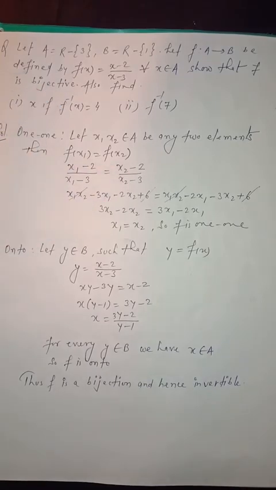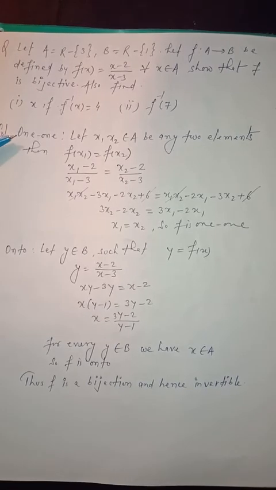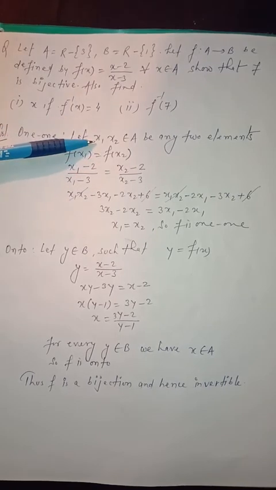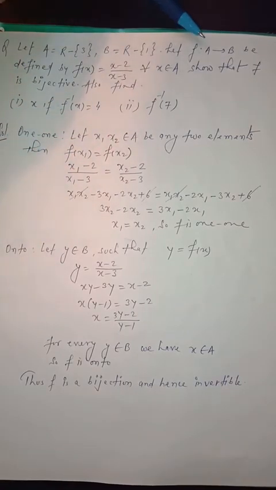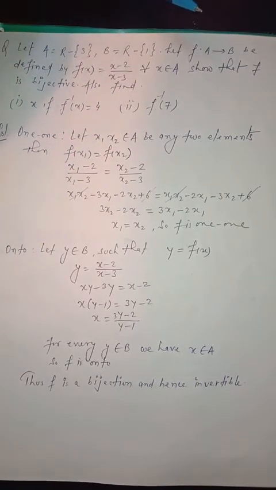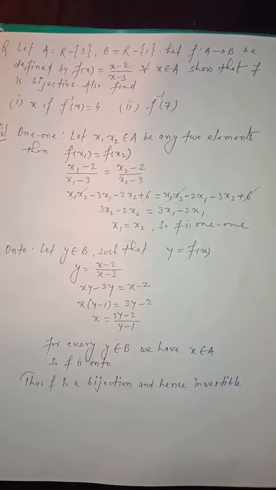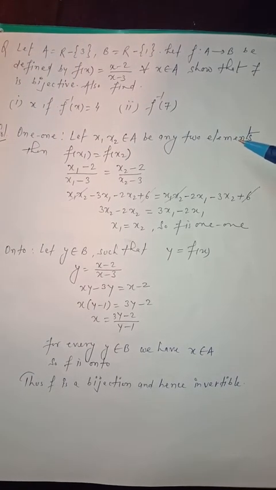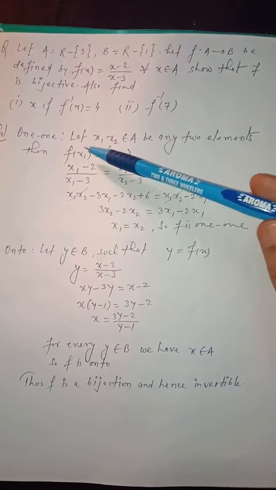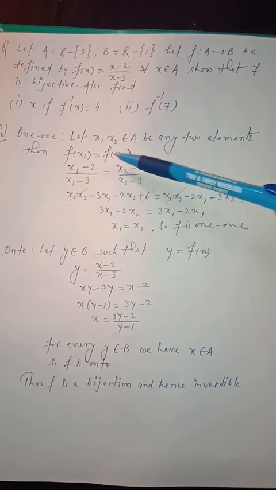So now for bijective, first show this function is one-one. We already know that for a one-one function, always assume two elements x1 and x2, and these elements must belong to set A because this function is defined from set A to B. So x1 and x2 are always from set A, or from the domain. So let x1, x2 belong to A, any two elements, such that f of x1 and f of x2 are equal.